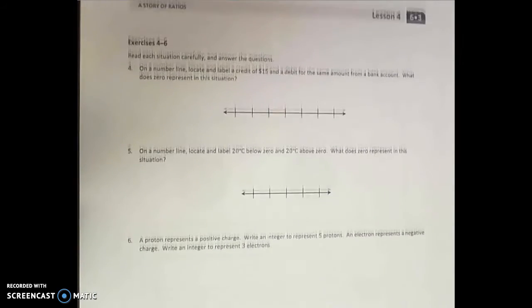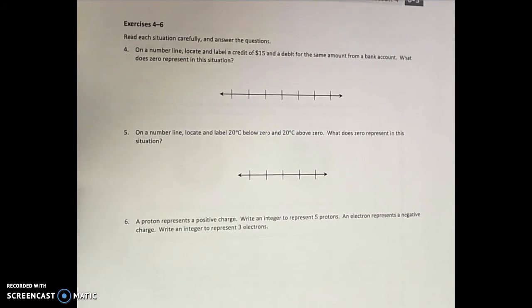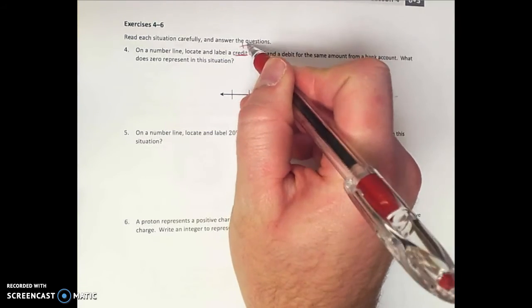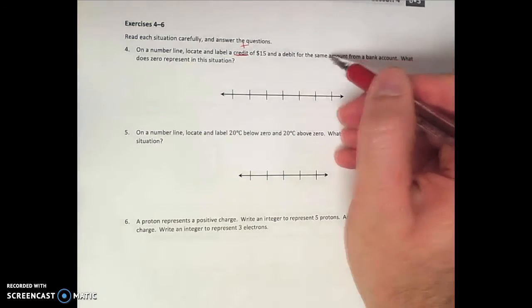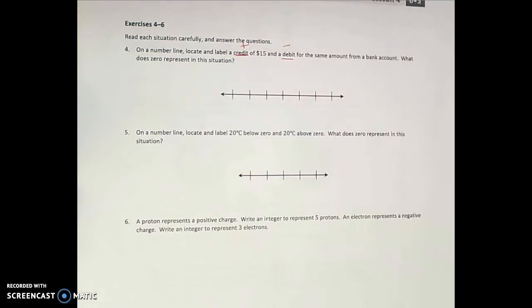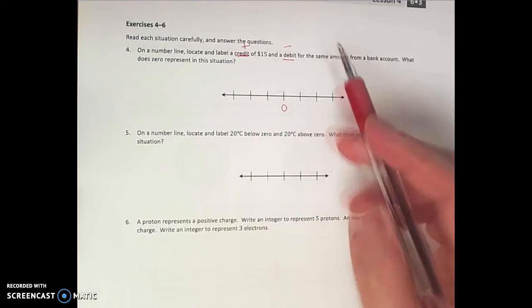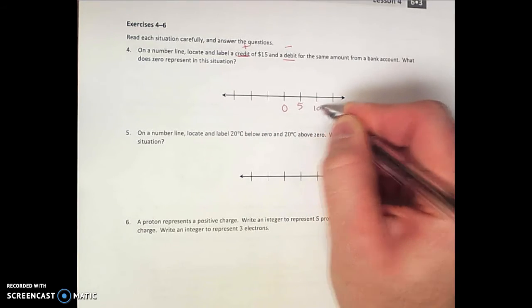So now taking a look at our last page, we have a few more situations. So on the number line, locate and label a credit of $15 and a debit for the same amount from a bank account. Okay? So a credit you're adding, and then the debit means you're taking the money out. Okay, so in this case, we're going to label our 0. Now I see that I have 3 tick marks in each direction, and I need to get to 15. So I'm going to make each of these worth 5.